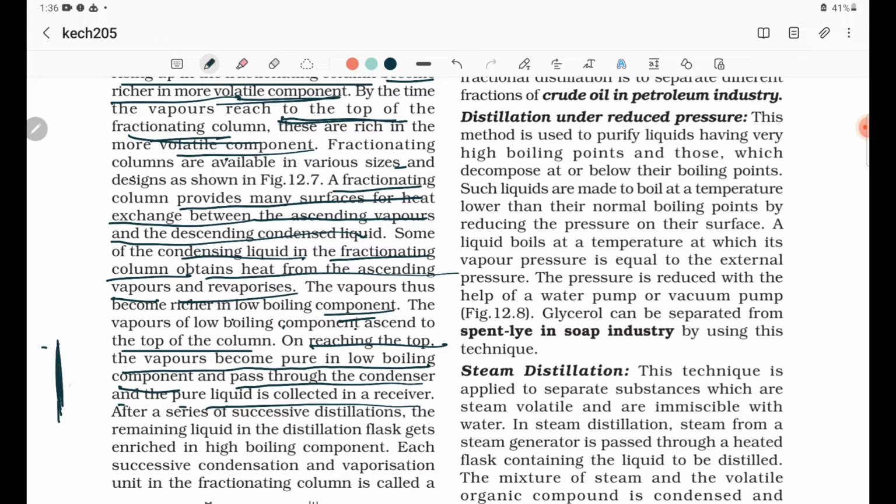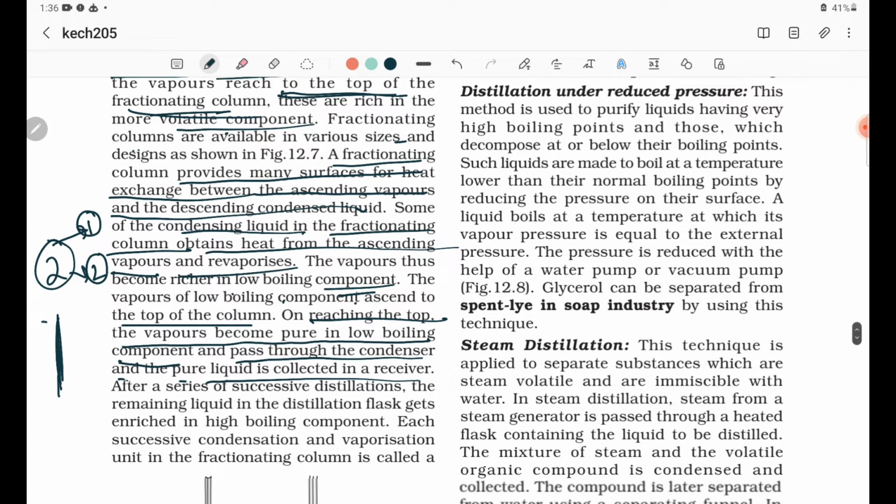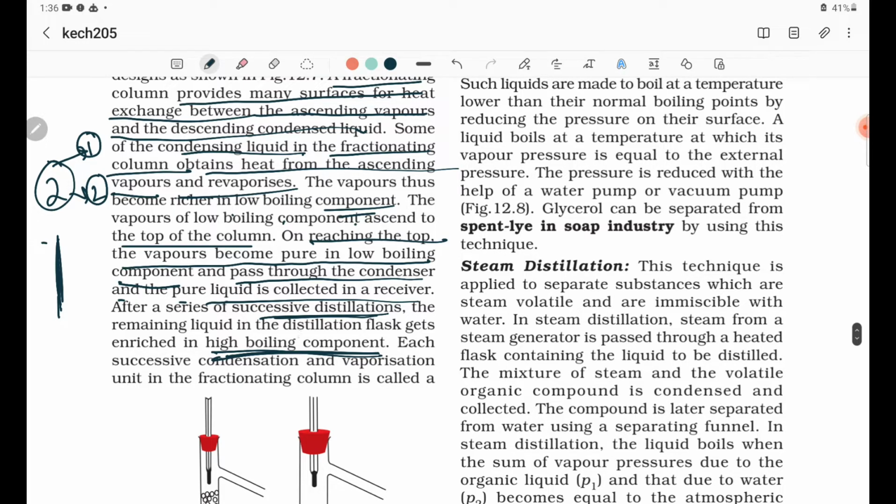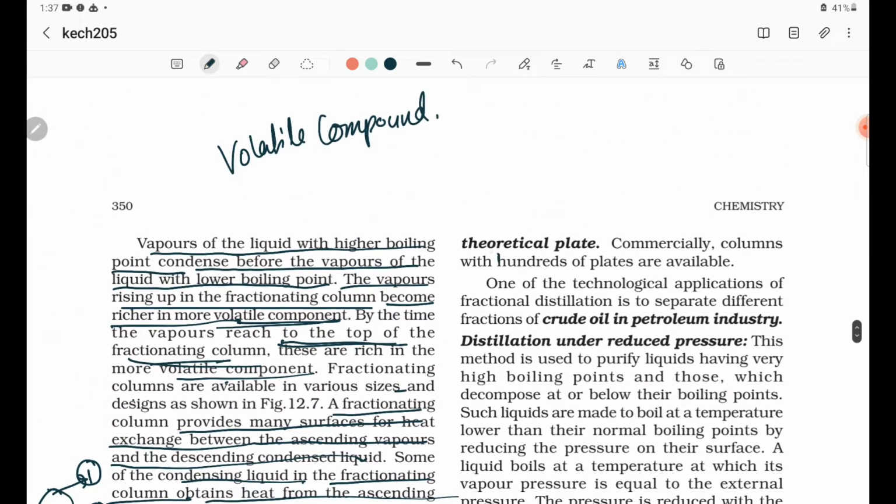The low boiling component means, there is a mixture of two liquids, right? One liquid was low boiling, one liquid was high boiling, meaning one had a little lower boiling point. So the one which will condense faster has reached the top of the fractionating column. Then it will pass through the condenser and give pure liquid. After a series of successive distillations, the remaining liquid in the distillation flask gets enriched in high boiling component. Each successive condensation and vaporization unit is called a theoretical plate.